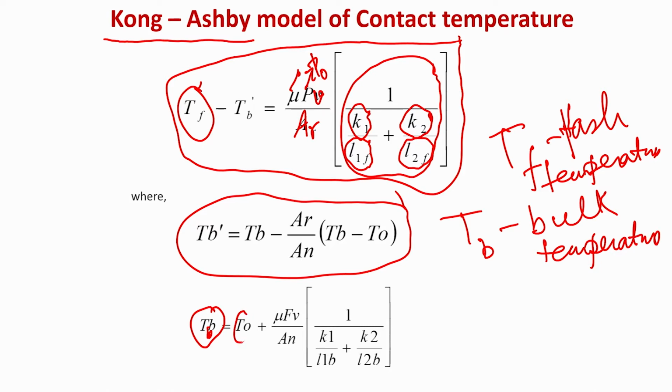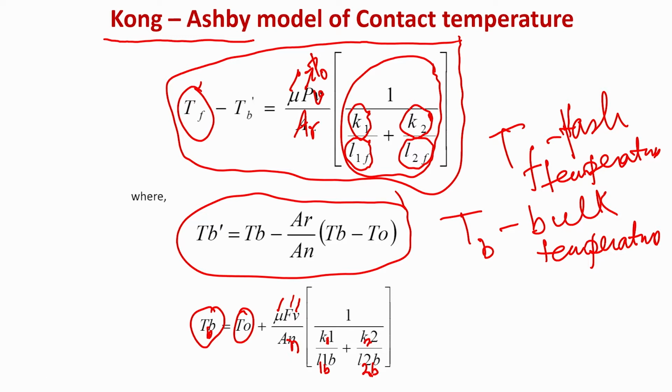Now, in TB, T naught is your actual ambient temperature, mu F by AN. So, in one of the cases, TF, the flash temperature, the real area of contact AR is taken. When you define the bulk temperature, it is the nominal contact area AN which is taken. Mu is your coefficient of friction, capital F is your frictional force, V is your sliding speed, 1 divided by K1 and K2, K1 is your thermal conductivity of solid 1, K2 is your thermal conductivity of solid 2, and L1B is the thermal diffusion distance in bulk in solid 1 and bulk in solid 2.